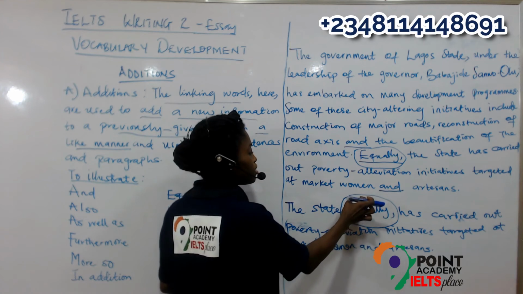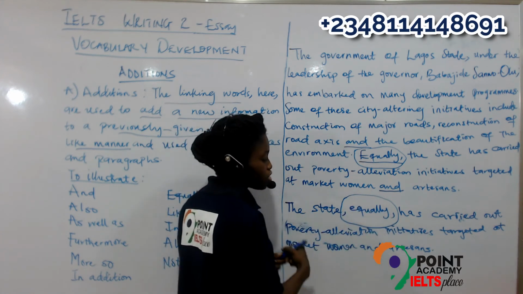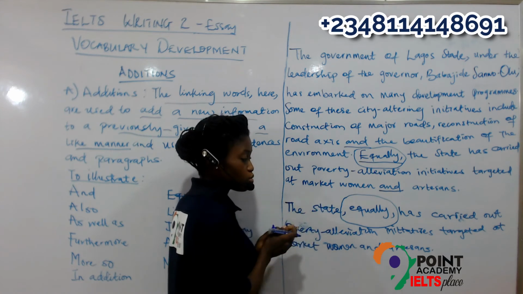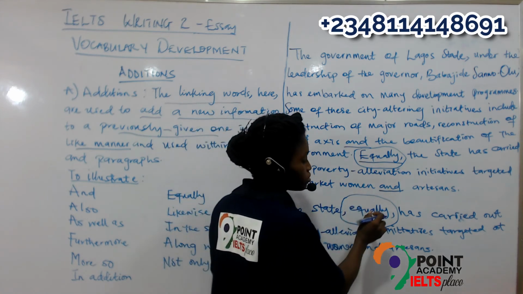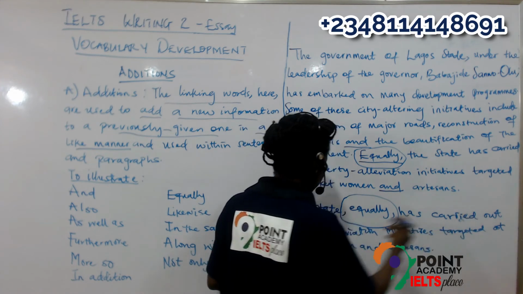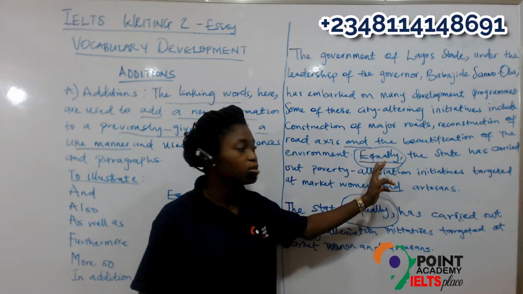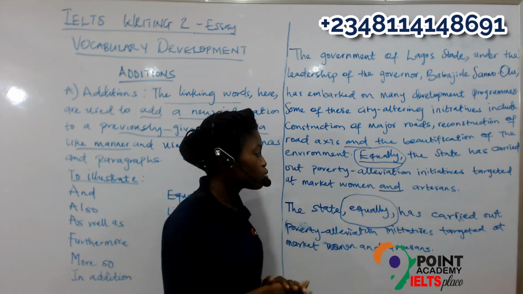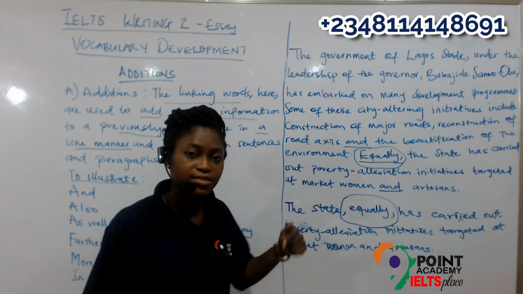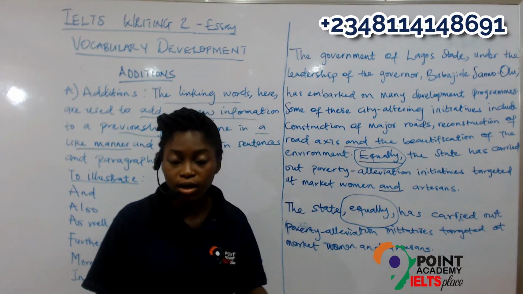Now, when you're using transitions within sentences this way, "the state, equally, has carried out poverty alleviation initiatives targeted at market women and artisans," you have to use the comma to separate the noun phrase there, that is the first thing you are starting out with, which is the subject. Now, equally, that is, in the same way. Writing it this way has not changed the meaning you have in the last sentence. It's the same way, but when you write your sentences this way, you need to know how to use your commas after the transitions. Now, I also mentioned that there are some transitions that you do not need to use a comma after or before.